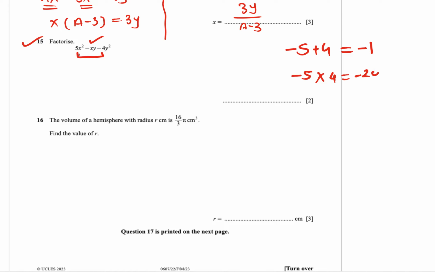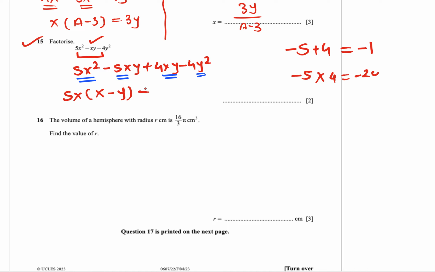Okay guys, so now I'll break it down: 5x square minus 5xy plus 4xy minus 4y square. Now I can easily take 5x common from these two and 4y common from these two. So let us take it common. If I'm taking 5x common, what remains inside? x minus y. And here I'm taking plus 4y common. So it will become x minus y, right?